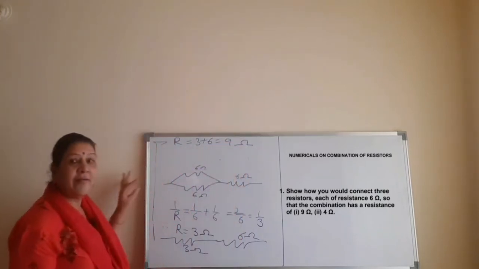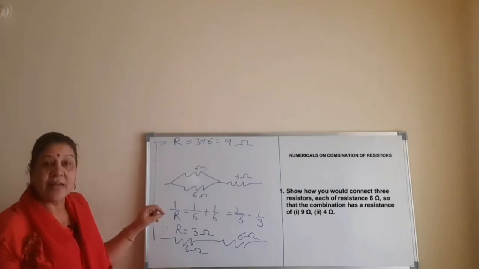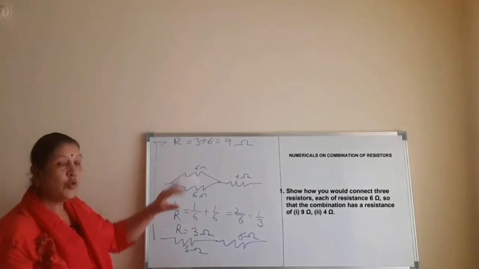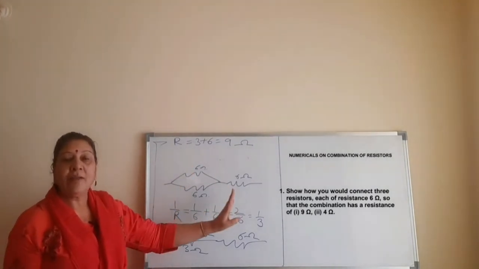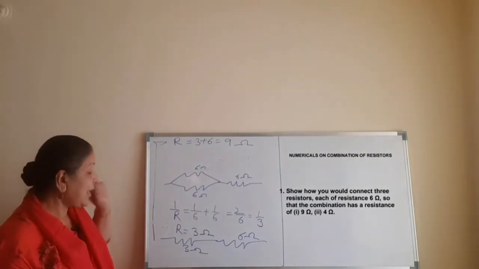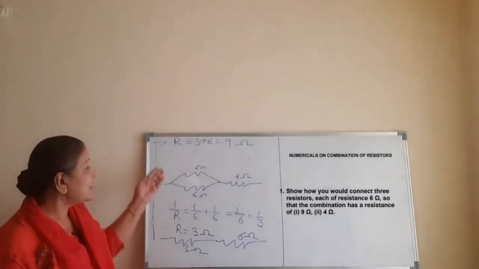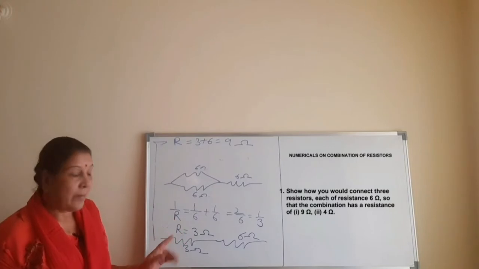So we have 9 ohm in one case, the resultant, the net resistance, where the first two 6 ohms are connected in parallel and one in series. So the resultant is 9 ohm, that is the first part. Yeah, they wanted 9 ohm. So this is how we are going to join them together.